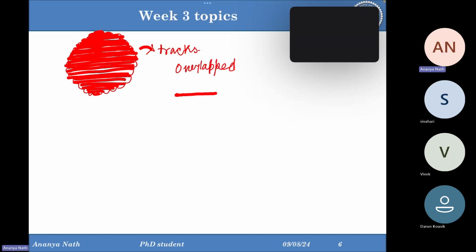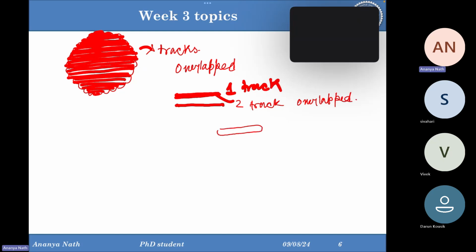If this is one track, the other track will not be like this. The other track will be like this. Second track overlapped. Again, this is one parameter that if this is one track, a zoomed view, okay, this one. The next track is like this. So how much is the overlap percentage?